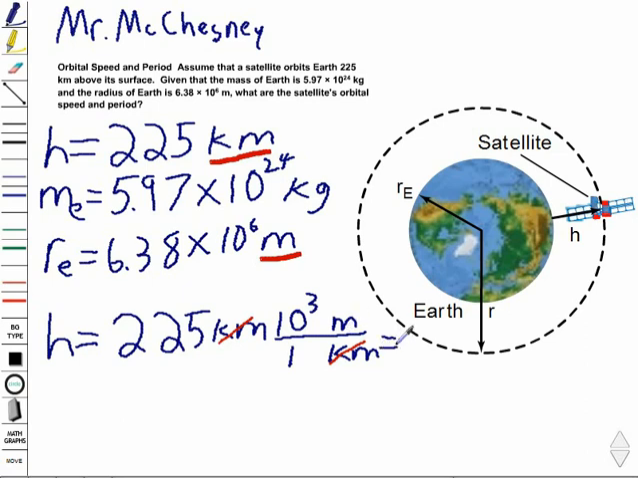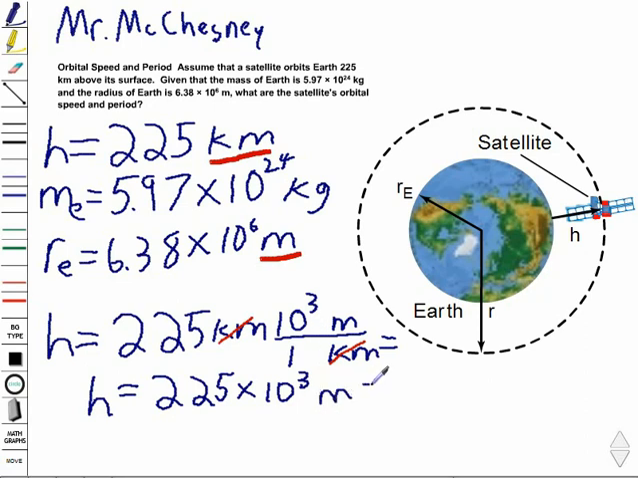So my height equals 225 times 10 to the 3rd, and then we divide by 1, which keeps it the same, and my unit would be meters.